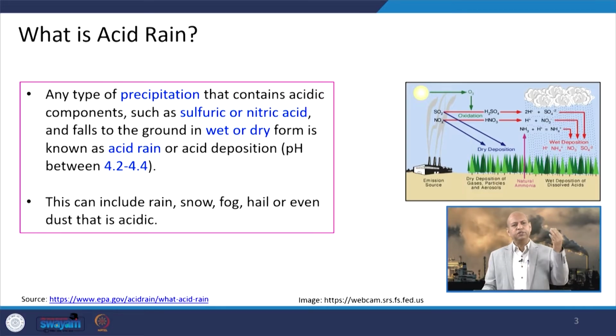So in the precipitation it comes down, and the pH of the rainwater changes. Wherever it goes, if it joins water bodies or falls on surfaces, the pH of the soil is also reduced. It can come in several forms, not only rain but also snow, fog, hail, or even dry deposition like particles with an acidic coating. That is why acid rain occurs.